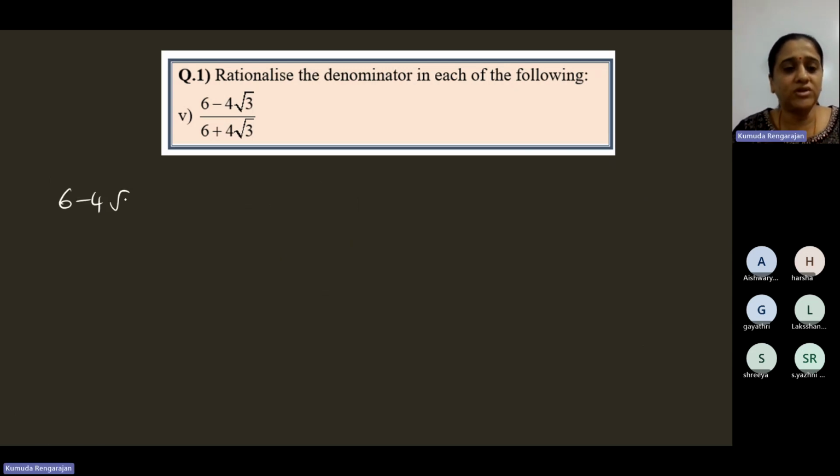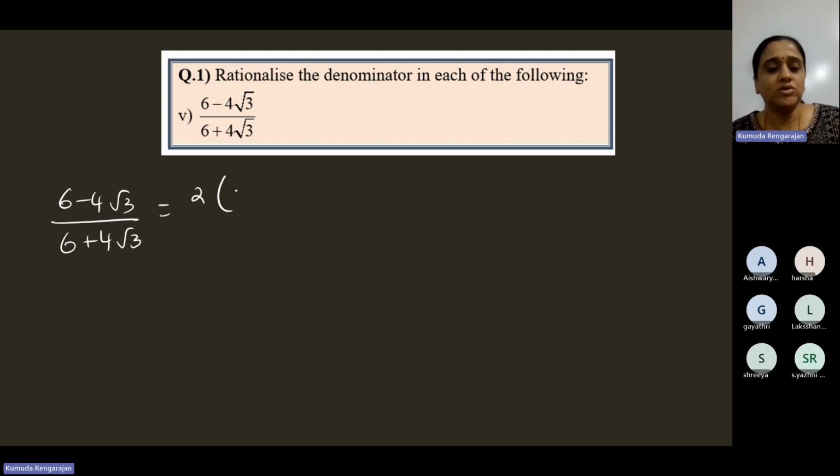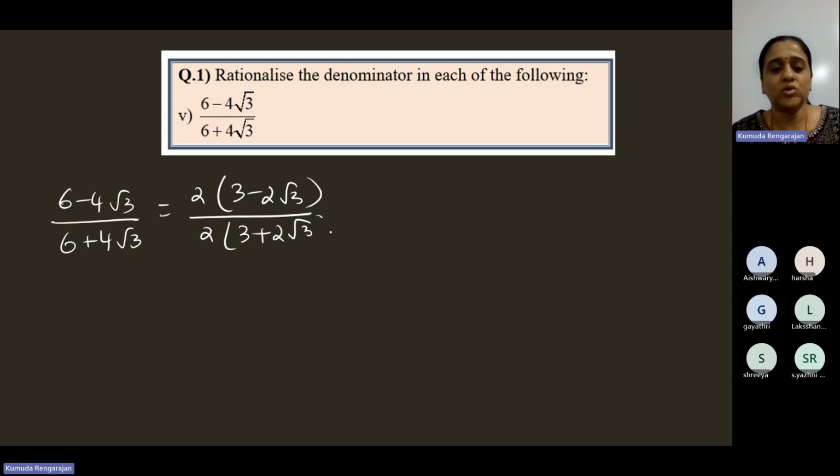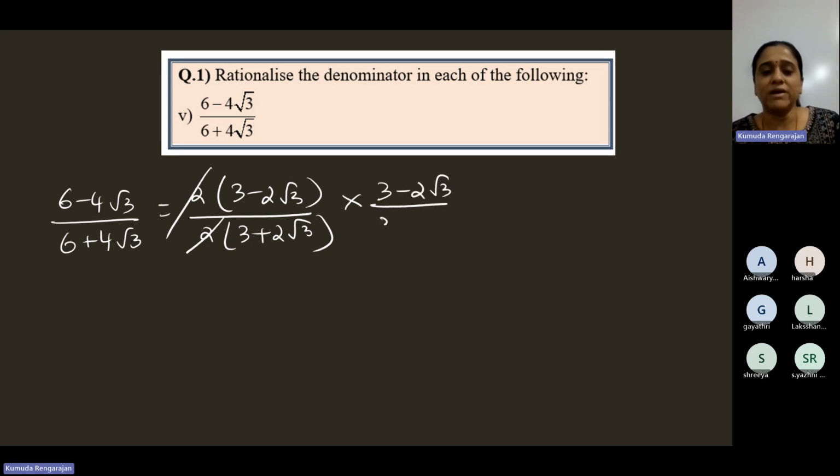Six minus 4 root 3 by 6 plus 4 root 3. You can also take out 2 straight away common here. So 3 minus 2 root 3 divided by 2 into 3 plus 2 root 3. So you will multiply and divide with 3 minus 2 root 3 by 3 minus 2 root 3. This working, I'll work and share it on WhatsApp with you. You work it now like this. You can do it like this.